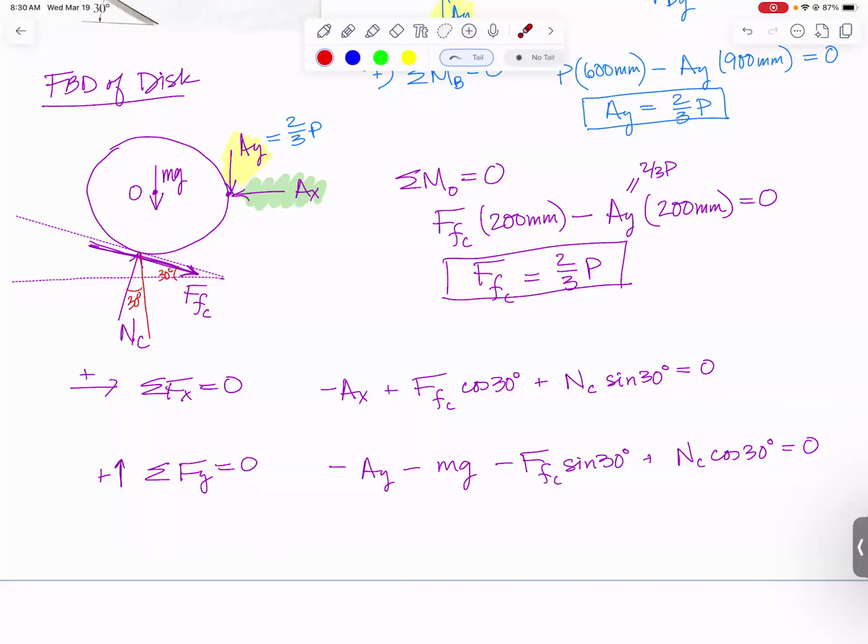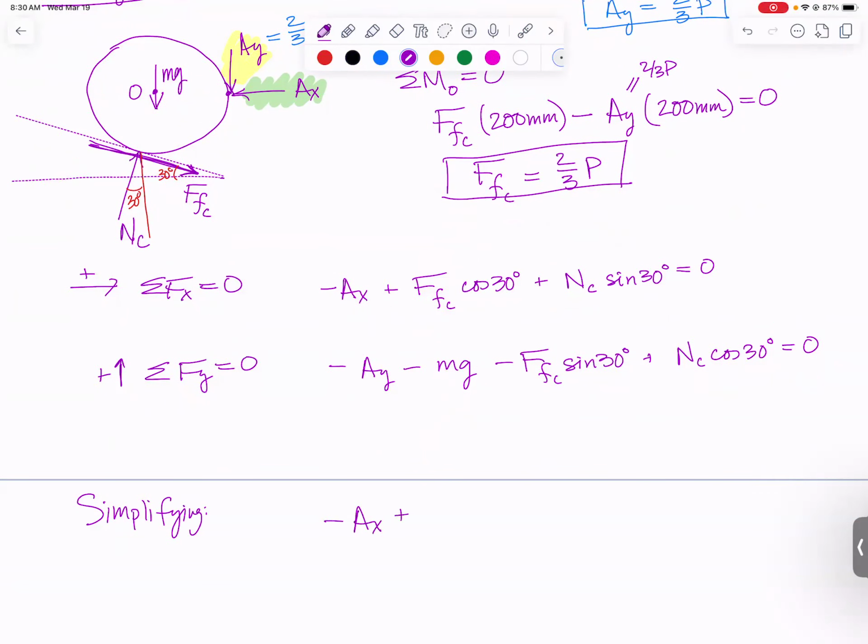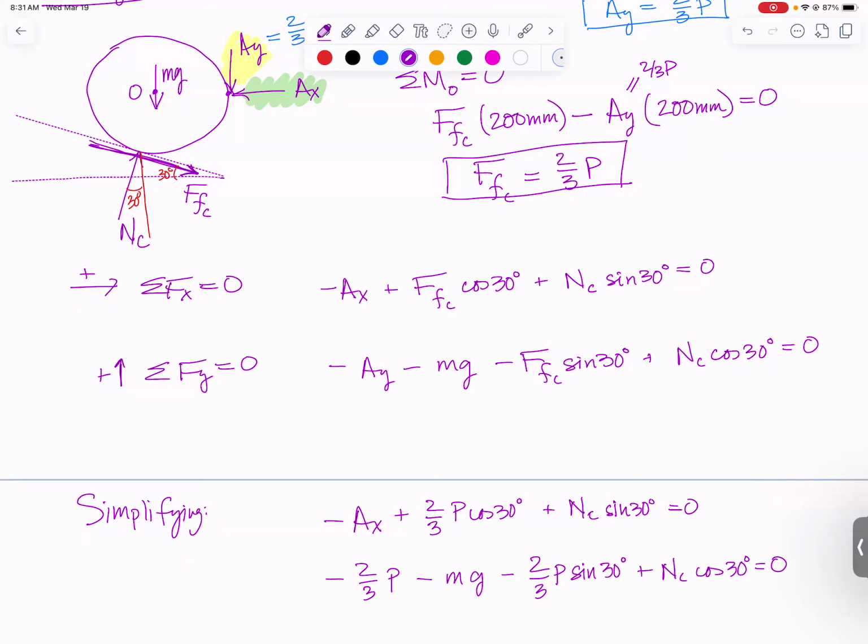I want to simplify them as much as possible, and then we'll see where we're going to go from here. I know that AY is 2/3 P, so I can replace that with 2/3 P. And I know that the friction force is 2/3 P, so I can replace that with 2/3 P there and there. I've got minus AX plus 2/3 P cosine 30 plus NC sine 30 equals 0. Then the other equation, I've got minus 2/3 P minus mg minus 2/3 P again times sine of 30 plus NC cosine 30. When I look at that, I've got two equations with three unknowns. I've got P, AX, and NC in there.